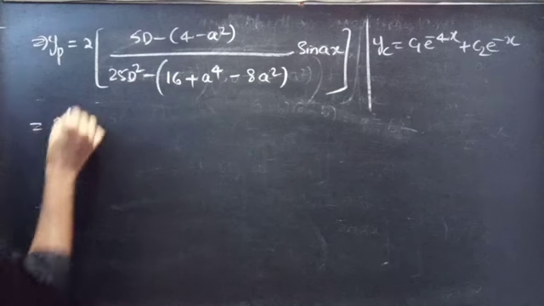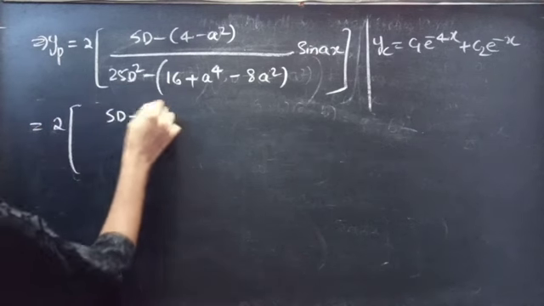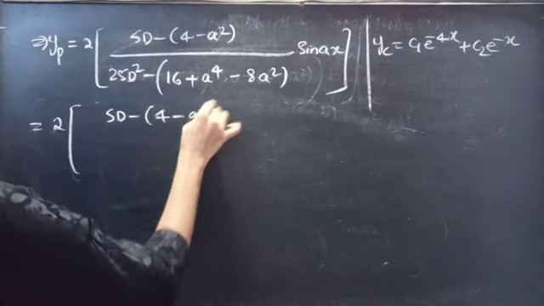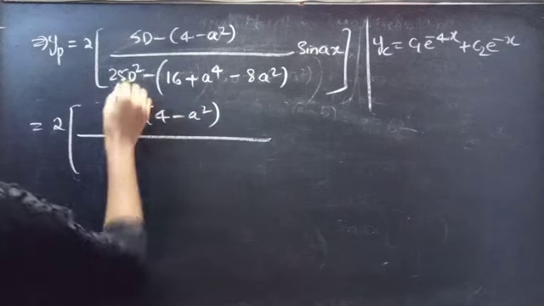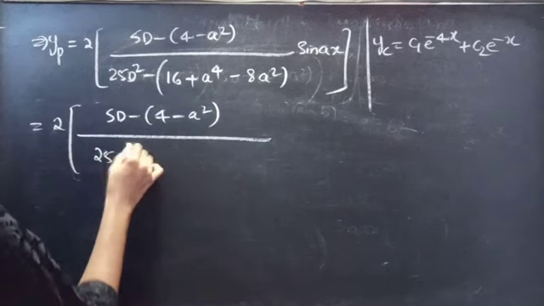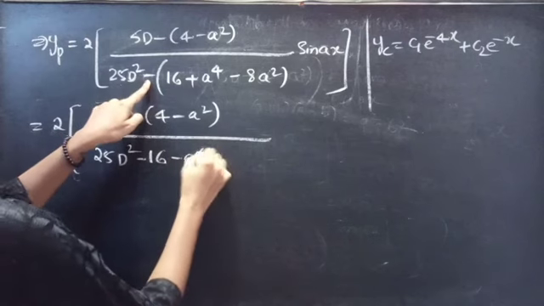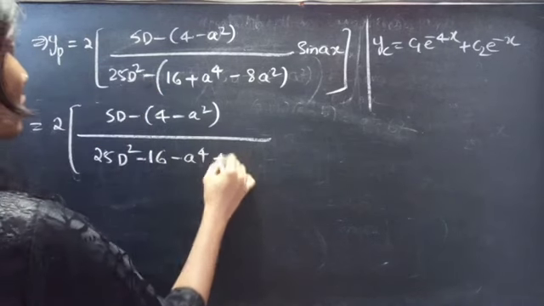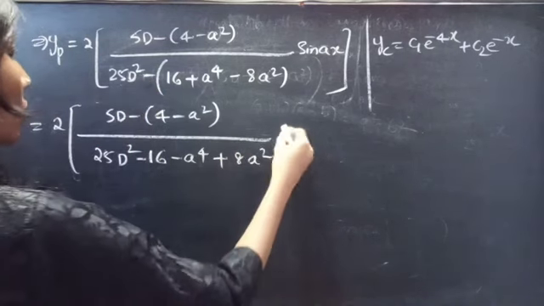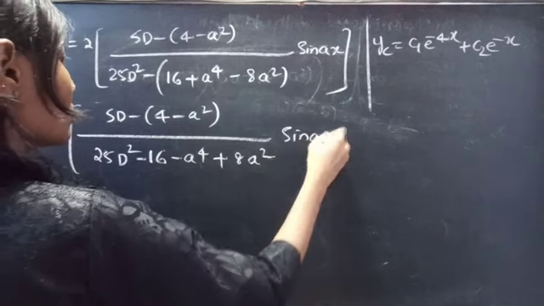Which is equals to 2 into 5D minus of 4 minus a squared by 25D squared minus 16 plus a power 4 minus 8a squared, into sine ax.